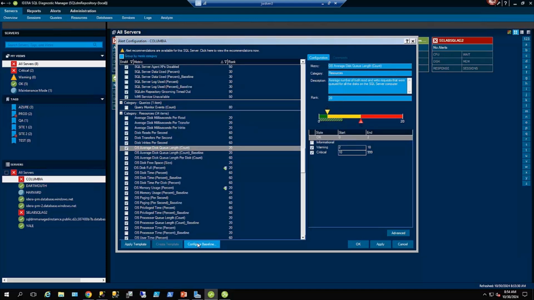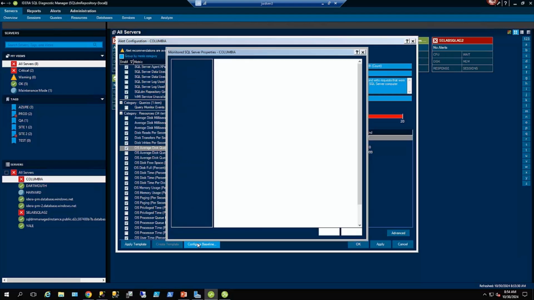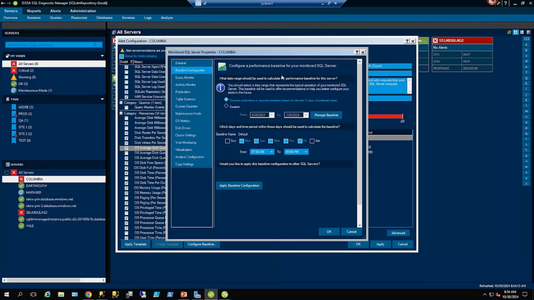Now, just as a side note, you can specify different periods of time. So the default for the baseline utility is, again, Monday through Friday. I think it's 5 to 6 p.m.